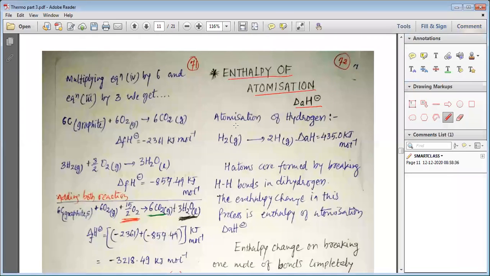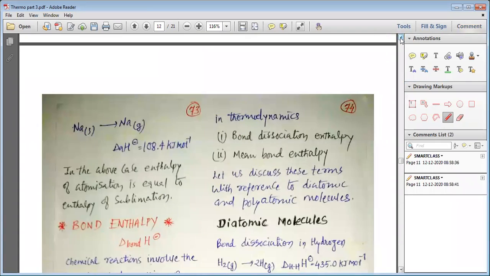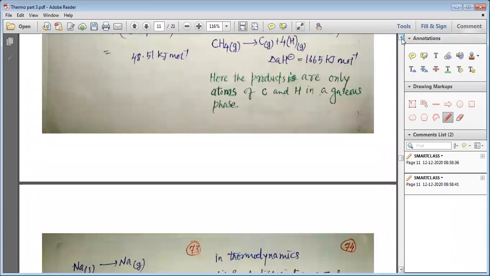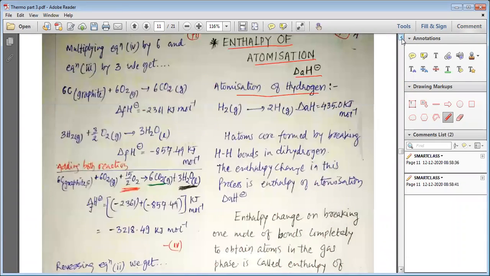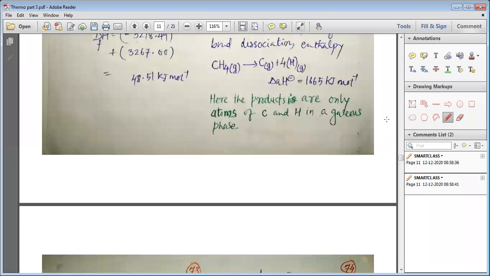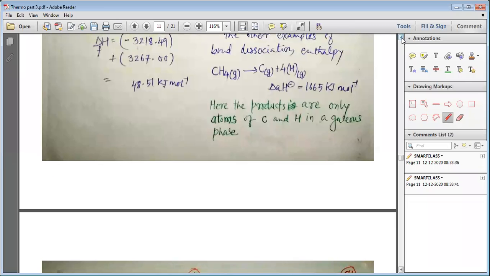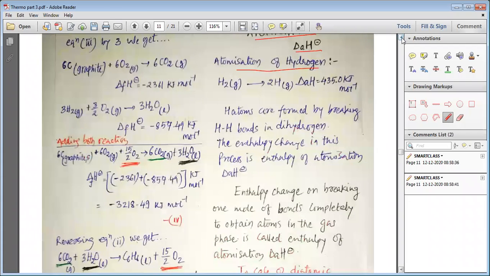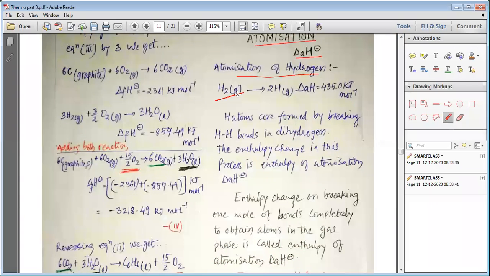So after revision, let's start studying the enthalpy of atomization. Atomization of hydrogen. What is the meaning of atomization? Let us try to understand that atomization of hydrogen is what we want to understand first. You can see that we have the molecule of hydrogen. This molecule of hydrogen is converted into two atoms of hydrogen.